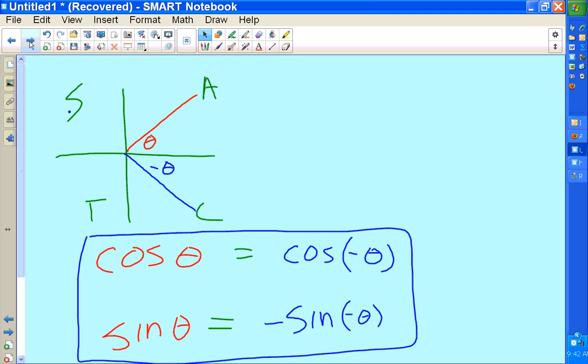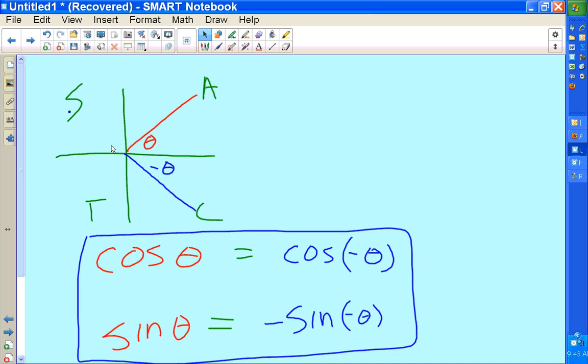Now these are opposite angle identities. The cosine of theta and the cosine of negative theta, this angle and this angle, all the way around, is going to give you the same values. Because the cosine is positive in quadrant 1, it's also positive in quadrant 4. So cosine of theta and cosine of negative theta are going to be equal.